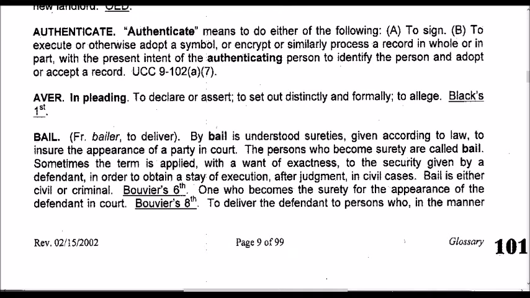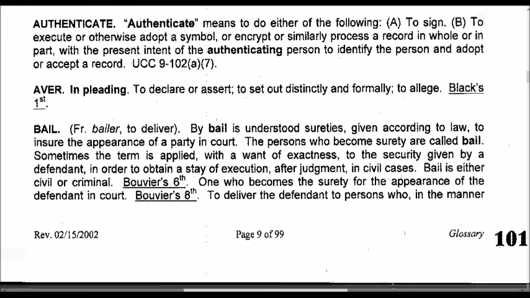Let's start out with bail. French, bailer, to deliver. By bail is understood sureties given according to the law to ensure the appearance of a party in court. The persons who become surety are called bail. Sometimes the term is applied with a want of exactness to the security given by a defendant in order to obtain a stay of execution after judgment in civil cases.